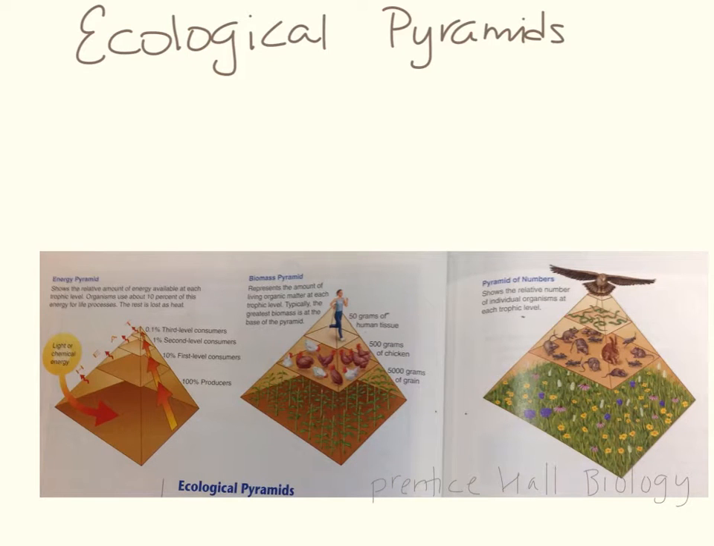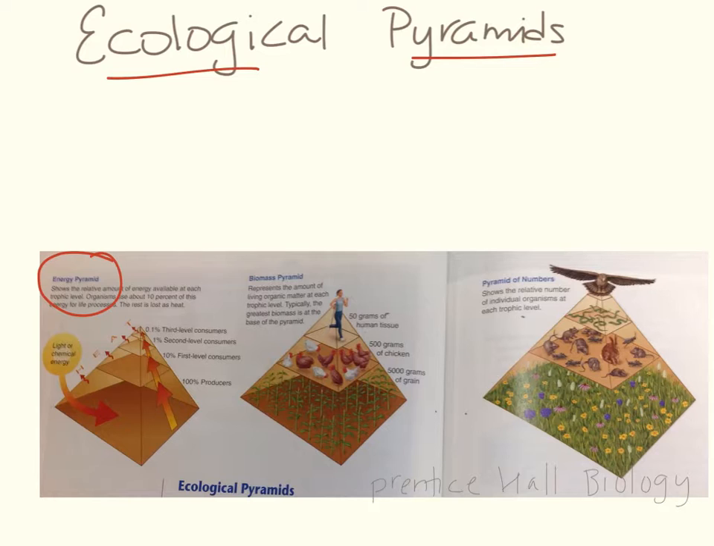In your book, Prentice Hall Biology, where I got this picture from, they discuss 3 types of ecological pyramids. The first type is the energy pyramid, and here we can see the lighter chemical energy coming in, and we have the different percentages by the producers, the first level consumers, the second level, and the third level consumers. This can be similar to the previous example using the Biome Bucks.